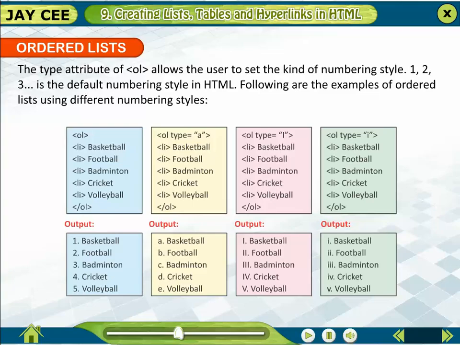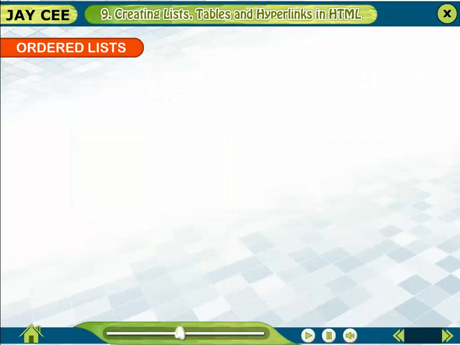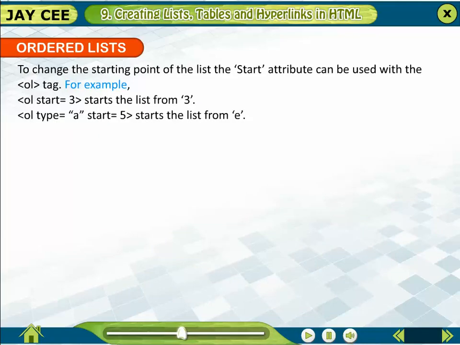Output. To change the starting point of the list, the start attribute can be used with the <ol> tag. For example, <ol start="3"> starts the list from '3'. <ol type="a" start="5"> starts the list from 'e'.